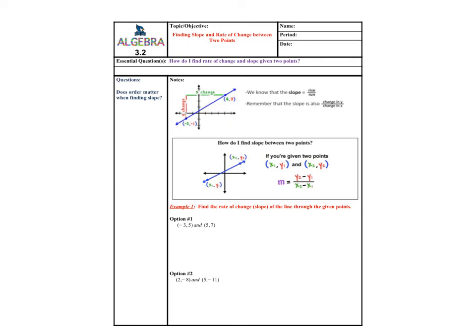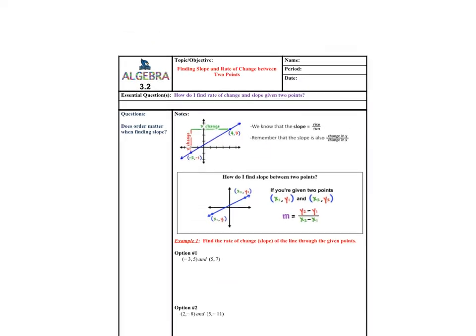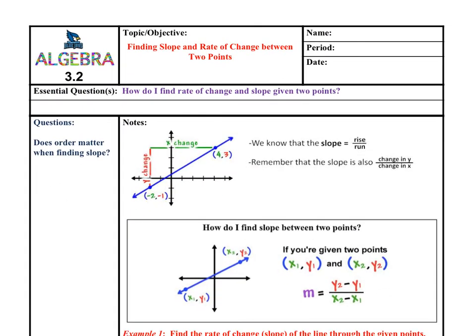Hello, and today we're discussing 3.2, how to find the slope between 2 points. So yesterday we talked about how slope is the rise over the run, or the change in y over the change in x, which you might remember me writing as this, change in y over change in x, right? Those triangles just mean change in.